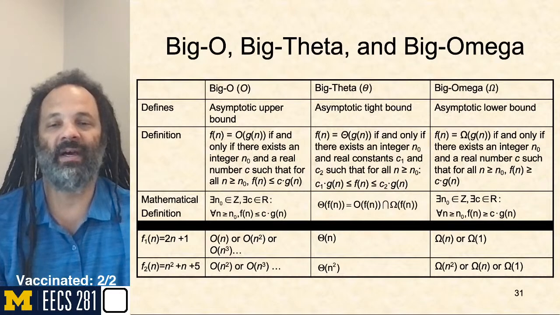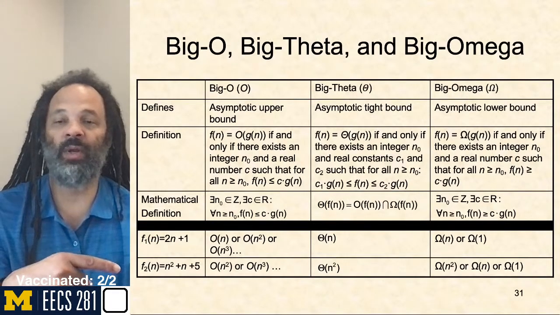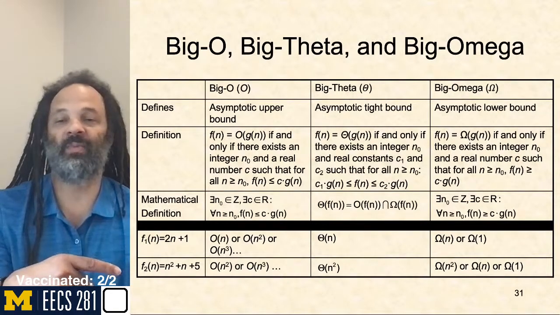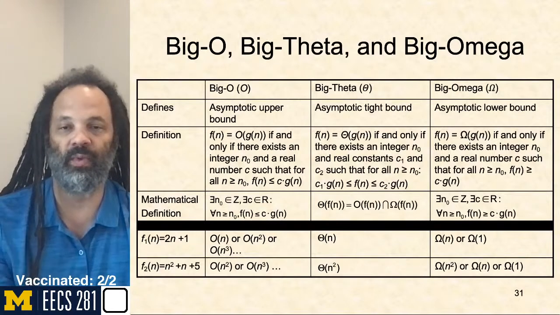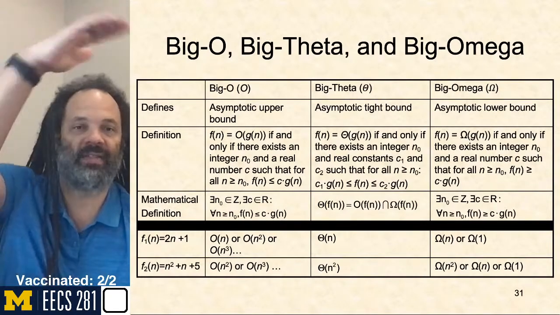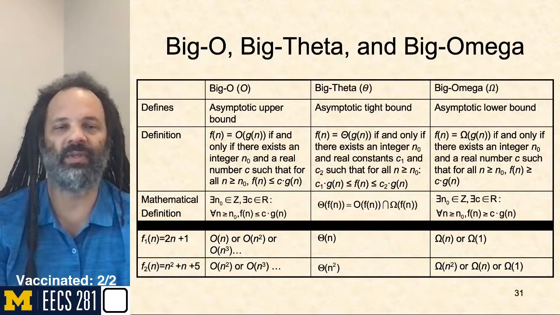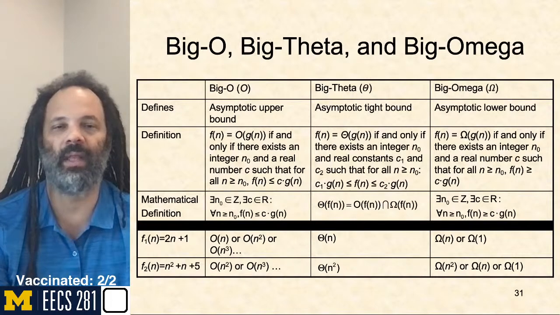So in the case of an n squared plus n plus 5, while n cubed would be a correct answer, it's not going to get you points on a test like an n squared would, because n squared is the tightest upper bound that we can have. On the far side over there is big omega, which is kind of the exact opposite of big O. That's the asymptotic lower bound.